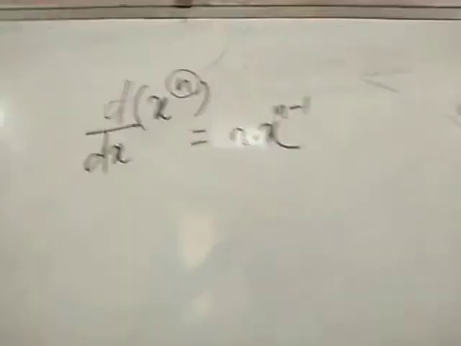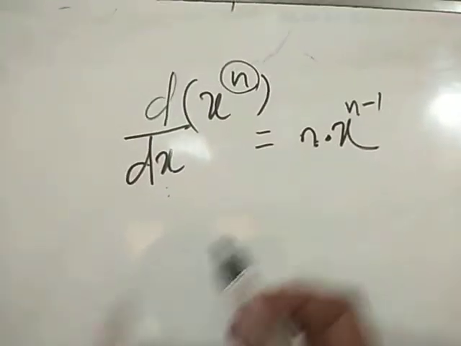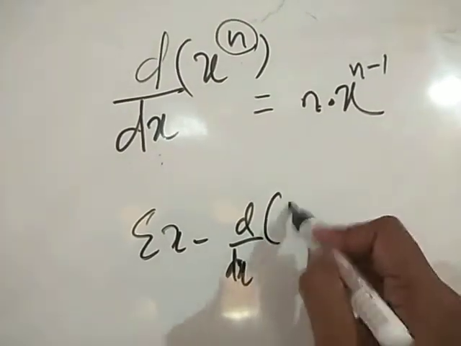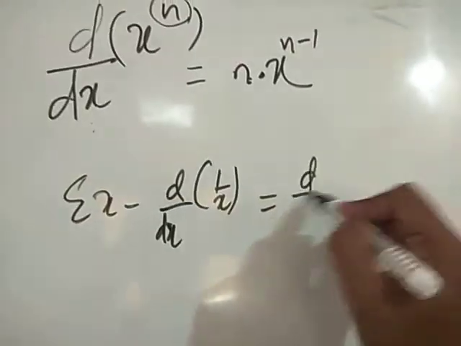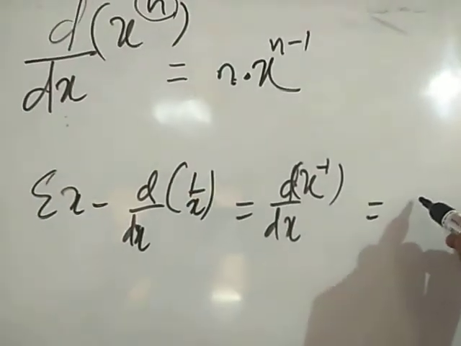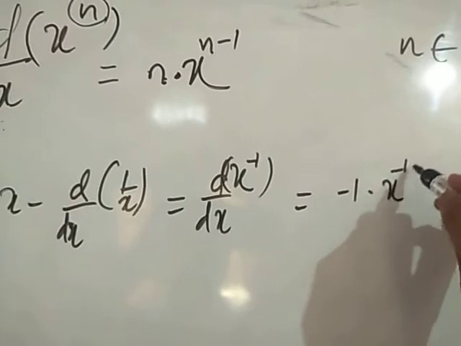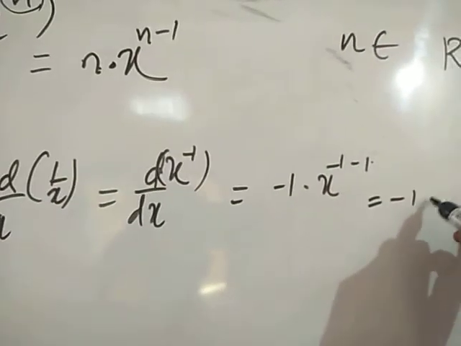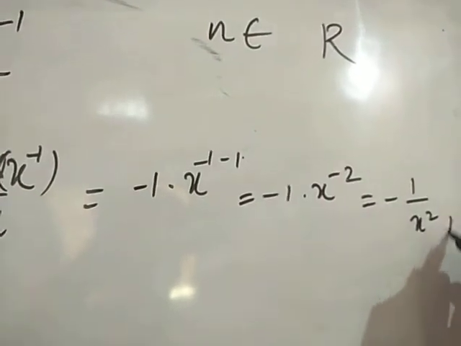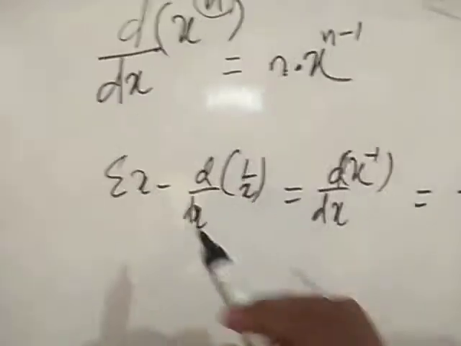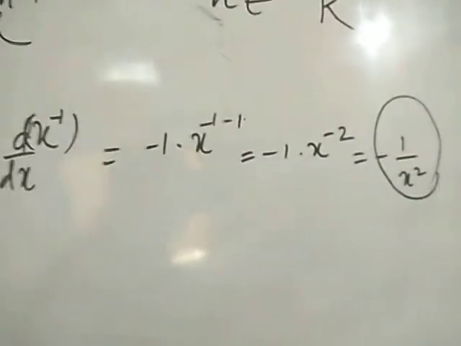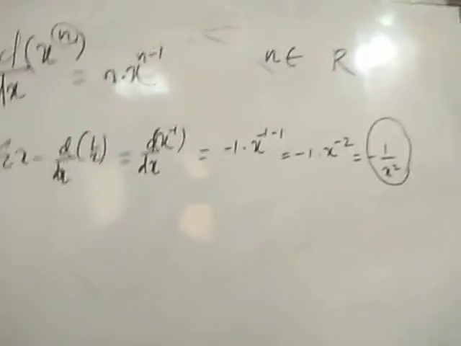Another formula, this is a simple one, so I am giving an example. d by dx of 1 by x. You have to convert it into a power, x to the power minus 1. The derivative is minus 1 times x to the power minus 2, which is minus 1 by x square. So the derivative of 1 by x is minus 1 by x square. Similarly you have to find the derivatives.